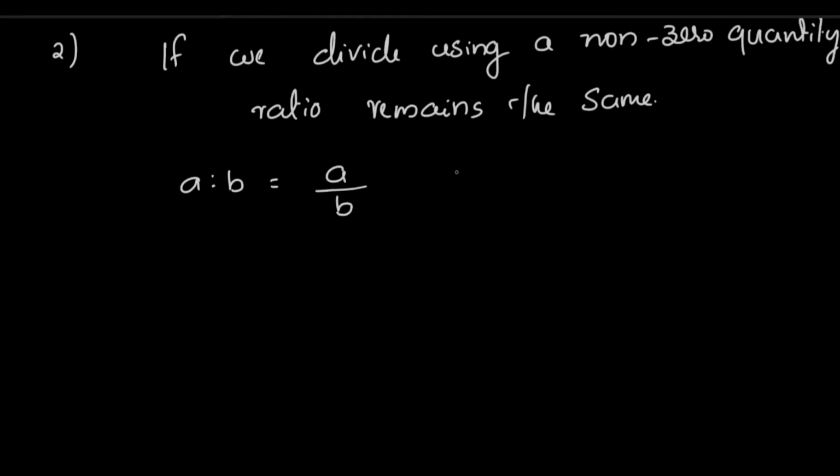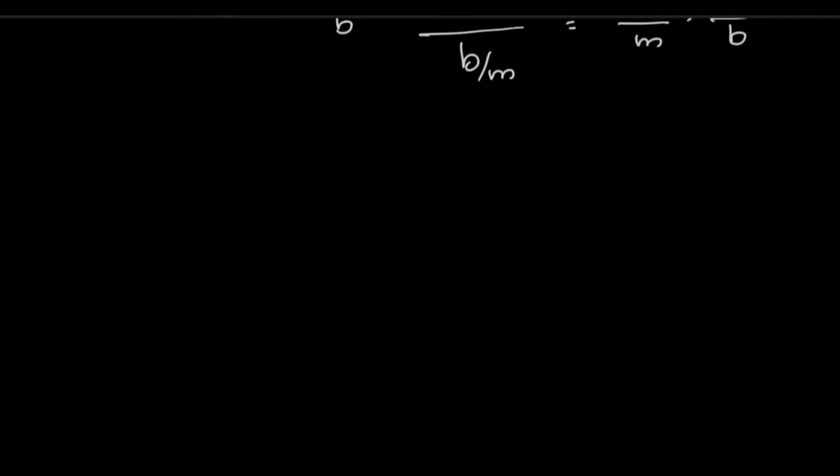That is A is to B is again nothing but A by B. Then if we divide with a constant m, that is A by m divided by B by m, that is equal to A by m into m by B, multiplying with the reciprocal itself. This m and m cancel out, and it will again become A is to B or A by B. That is, if we divide or multiply the terms with a constant, the value remains the same.